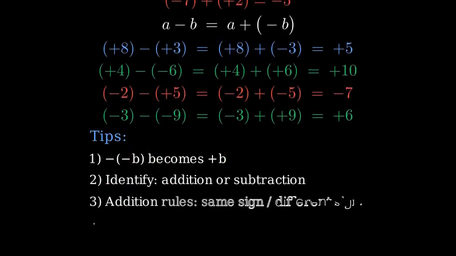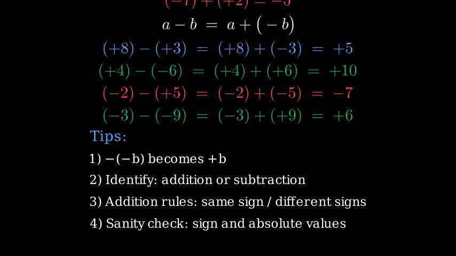Four quick tips to lock it in. 1. When you see minus followed by minus, change it to plus. 2. Decide first, is this addition or subtraction? 3. For addition, use the same sign rule or the different sign rule. 4. Check the final sign makes sense with your absolute value reasoning.